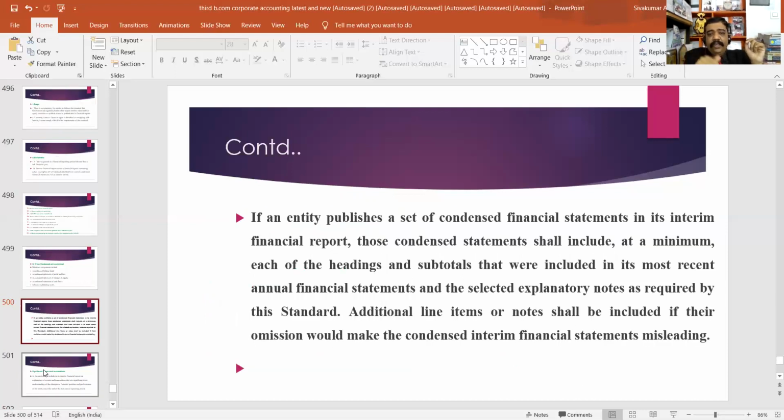Then, the explanation on condensed financial statements: if an entity publishes a set of condensed financial statements in its interim financial report, those condensed statements shall include, at a minimum, each of the headings and subtotals that were included in its most recent annual financial statements and the selected explanatory notes as required by the standard. Additional line items or notes shall be included if their omission would make the interim financial statements misleading.